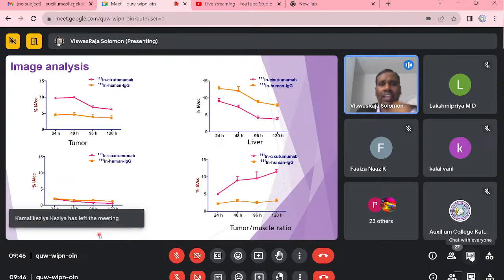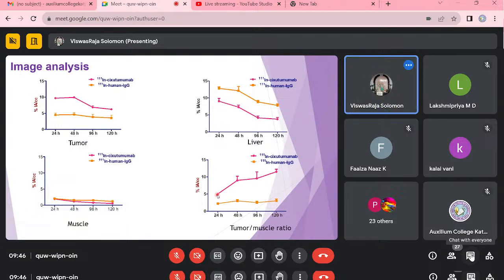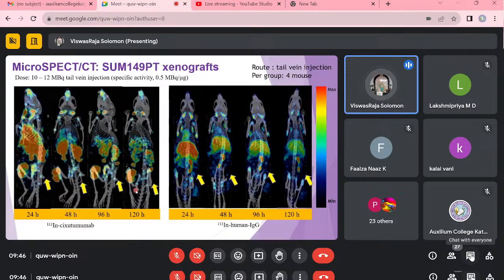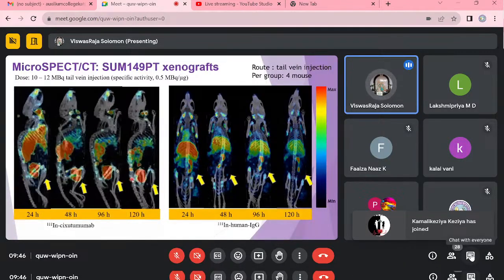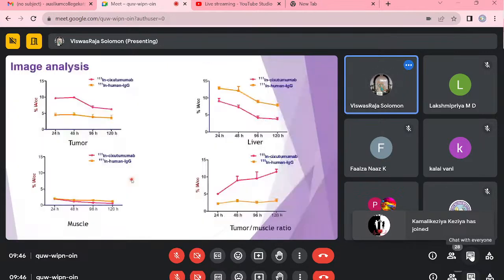Based on that, we calculated the tumor-to-muscle ratio. See, the tumor-to-muscle ratio values are opposite to the tumor uptake. What does that indicate? When you correlate the tumor uptake to the muscle background, we can visualize the uptake based on these images. At the later time point, you see there is no uptake on the liver, only uptake on the tumor. Suppose this tracer goes to the clinic, you need not image the patient at 24 hours. You can image the patient up to the third day to fifth day. It gives convenience for the radiologist.